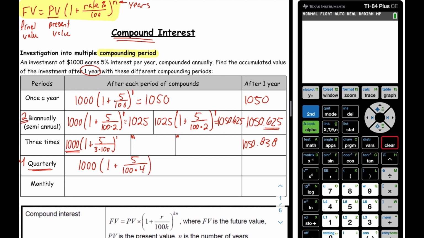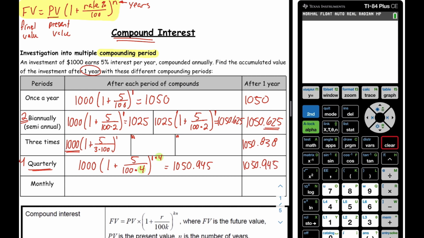And then on the top, on the exponent, we have the number of years times how many times we're doing this compounding period, which is always going to be the same value as we have down here. So let me highlight these two. These two will always be the exact same value. So if we do this quarterly and we put this into our calculator, we're going to get that at the end of the year, we're going to have 1,050.945. So again, we're seeing that there's a slight increase every time we're increasing the compounding period.